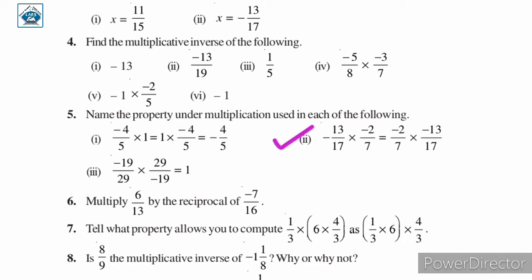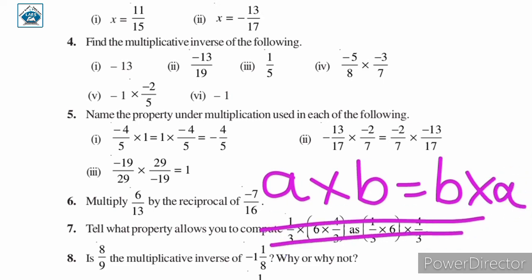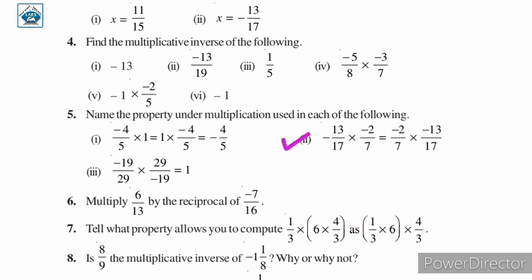In the next part, we are told minus 13 upon 17 multiplied by minus 2 by 7 is equal to minus 2 by 7 multiplied by minus 13 by 17. So here, as you can see, this is the same as a multiplied by b is equal to b multiplied by a. So what is the name of this property? It is the commutative property of multiplication. The order of the numbers doesn't matter when we are multiplying. So the property used in the second case is the commutative property of multiplication.